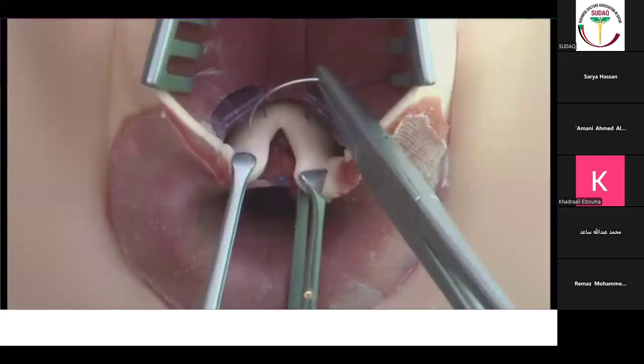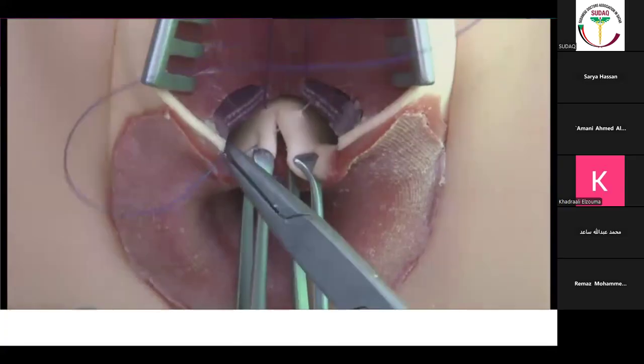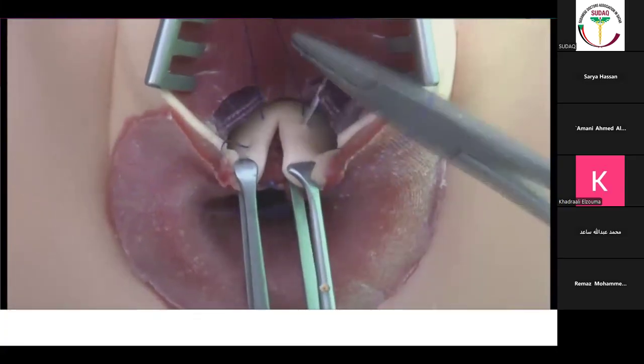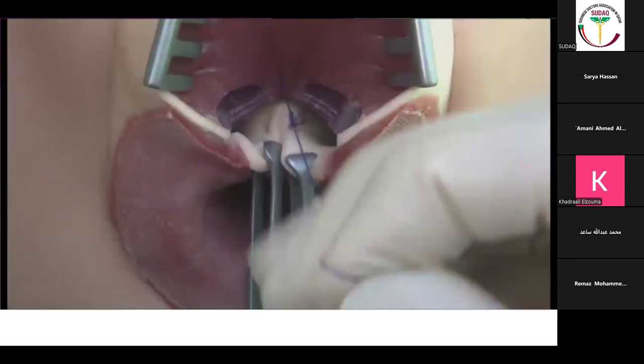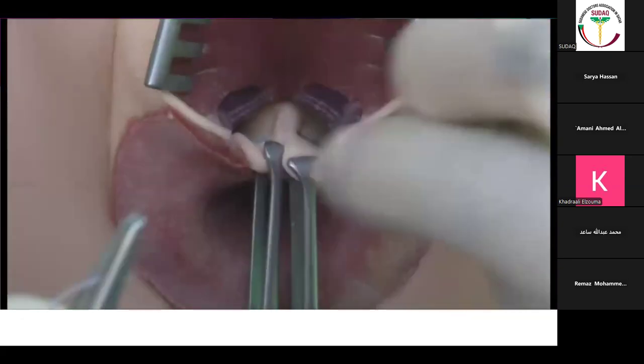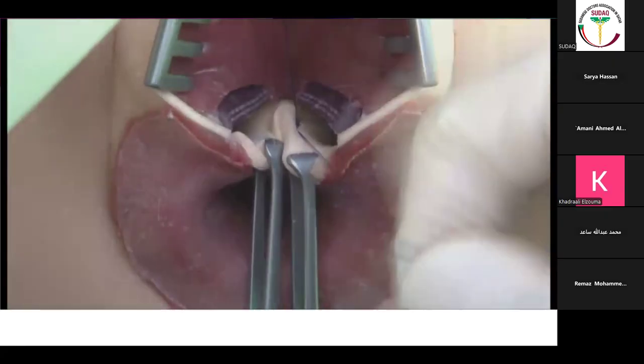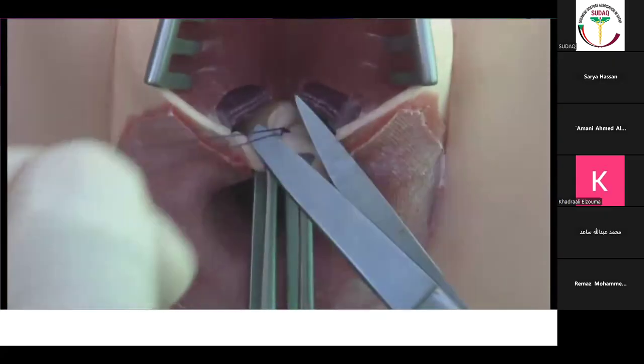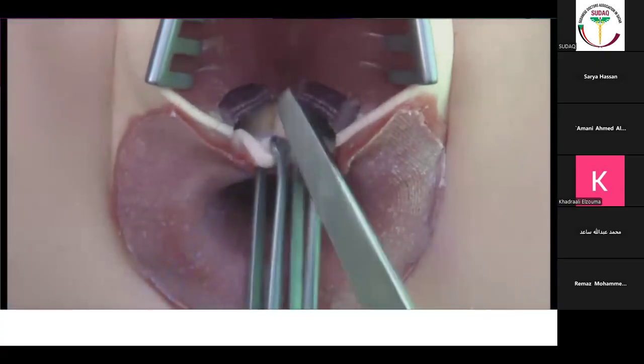The internal sphincter is repaired by end-to-end approximation without undue tension. No attempt should be made to overlap the internal sphincter. Single interrupted sutures can also be used to approximate the internal sphincter, but mattress sutures are preferable to minimize the risk of the suture cutting through the muscle.